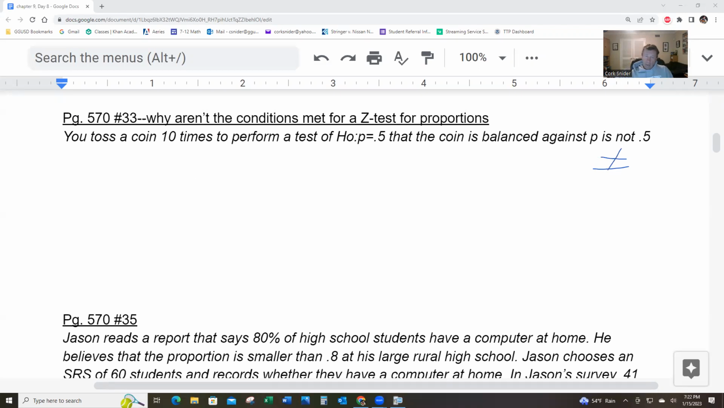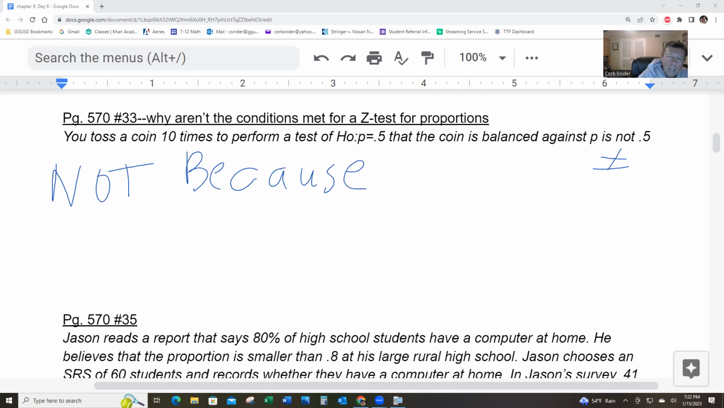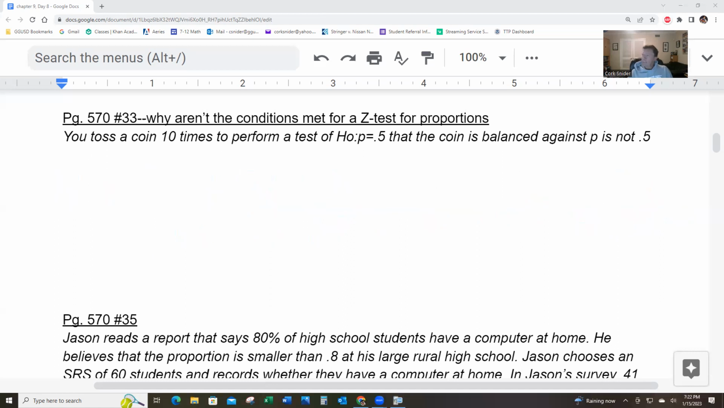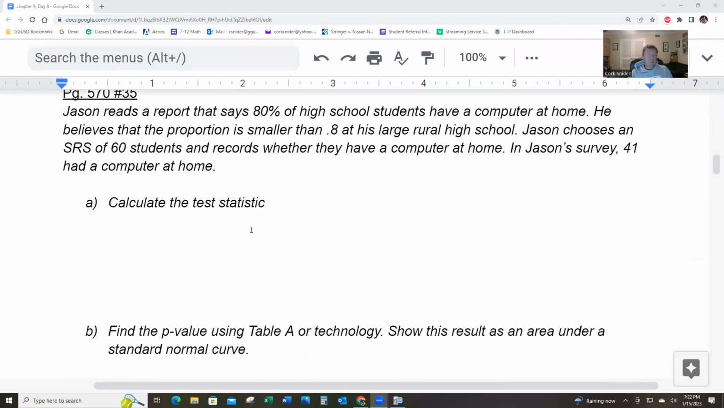We don't have enough samples N for normal. So I'm going to say they are not, because N times P is not greater than 10, and N times 1 minus P is not greater than 10. They're both 5, so they don't have it, not nearly enough. You actually need 20 for this particular study. Okay, that's easy. All right, next prompt, page 570, number 35.